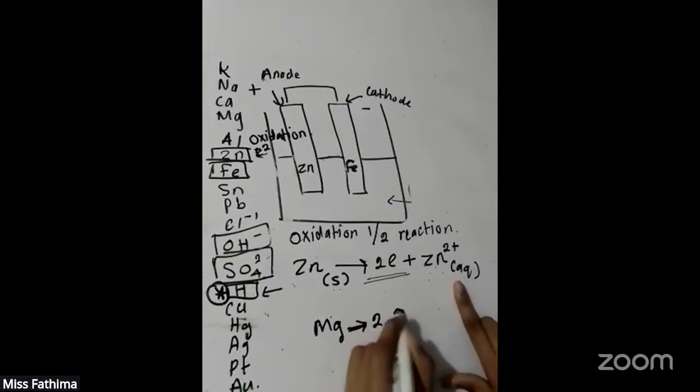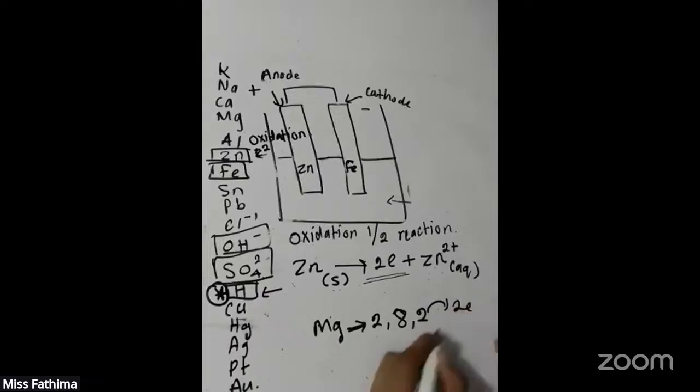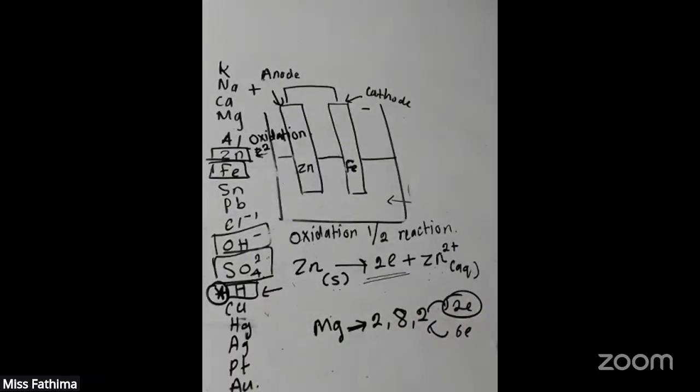2, 8, 2, right? This magnesium should either remove these 2 electrons or attract 6 more electrons. Which is easy? Removing 2 is easy. Then this magnesium will remove 2 electrons.